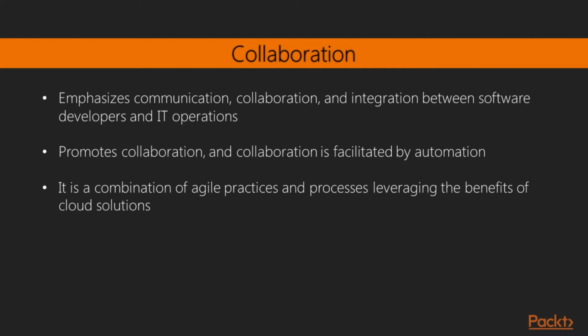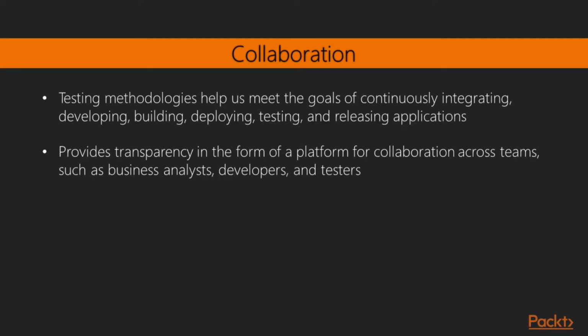DevOps is a combination of Agile practices and processes leveraging the benefits of cloud solutions. Agile development and testing methodologies help us meet the goals of continuously integrating, developing, building, deploying, testing, and releasing applications. It provides a mechanism for constant feedback from different teams and stakeholders. It also provides transparency in the form of a platform for collaboration across teams, such as business analysts, developers, and testers. In short, Agile and DevOps are compatible and increase each other's value.